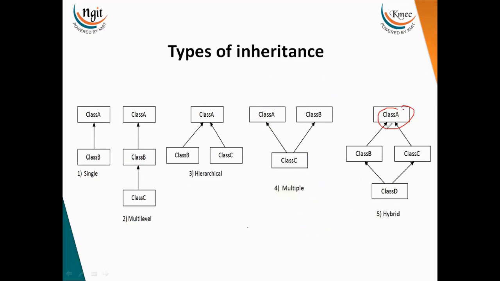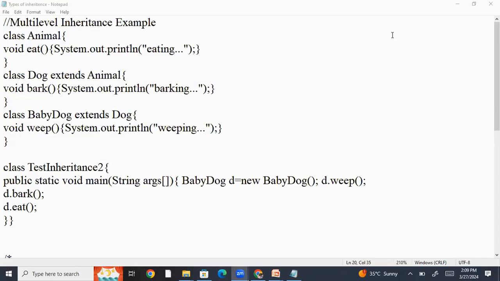Hybrid means one superclass is extended by two subclasses, that is extended by again a subclass. That comes under the hybrid inheritance. This is all about the different types of inheritances. Now, let's look at the simple example, the multi-level inheritance.